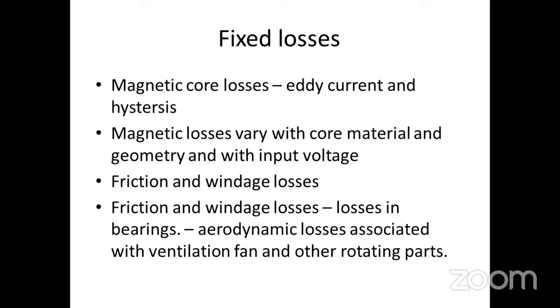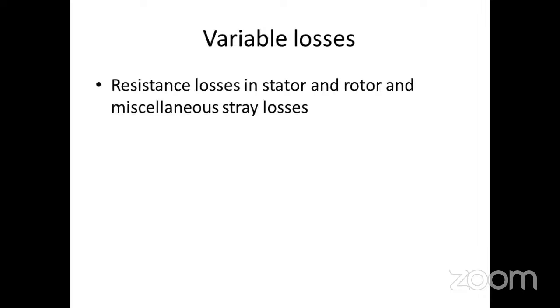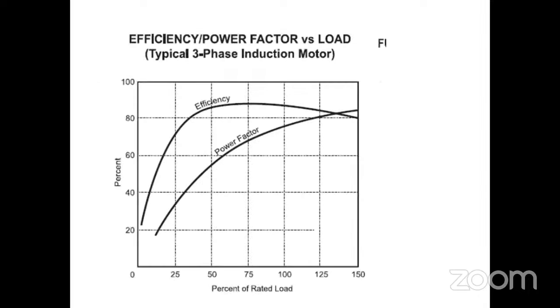Friction, windage losses: losses in bearings, aerodynamic losses associated with the ventilating fan and other rotating parts. Just now we saw. What are the variable losses? Resistance losses in stator and rotor and miscellaneous stray losses. Why do we call it miscellaneous stray losses? That cannot be accounted, but that is proportional to the current, sir.